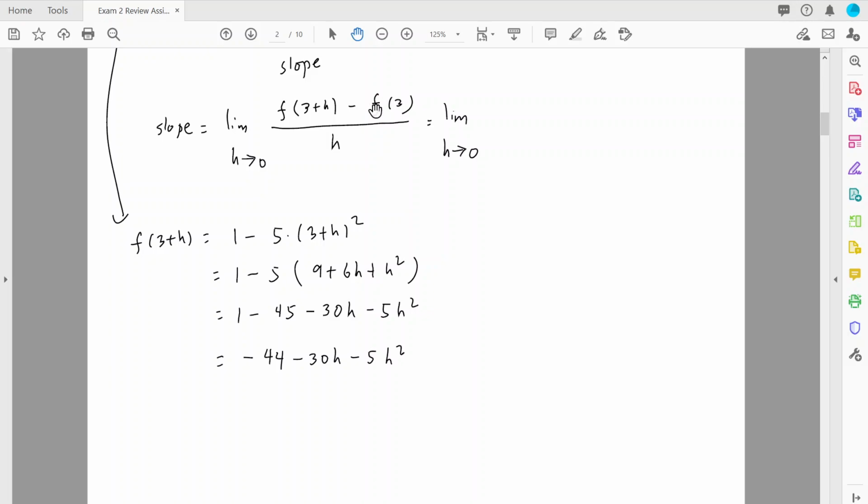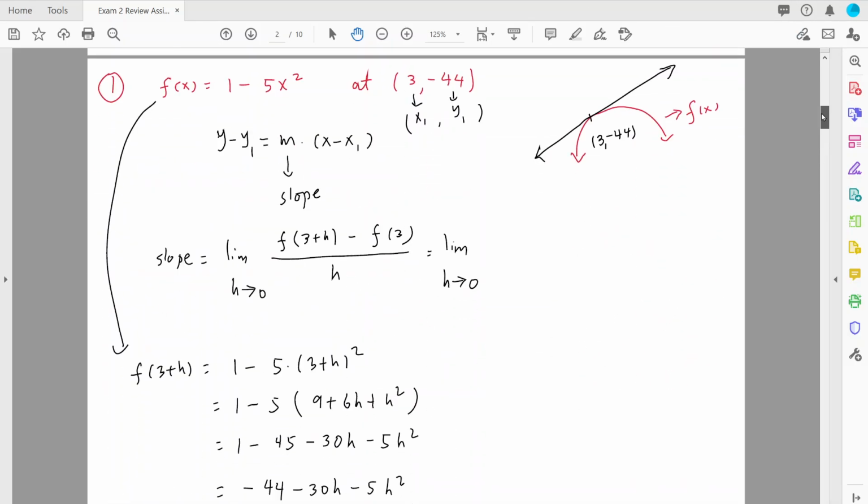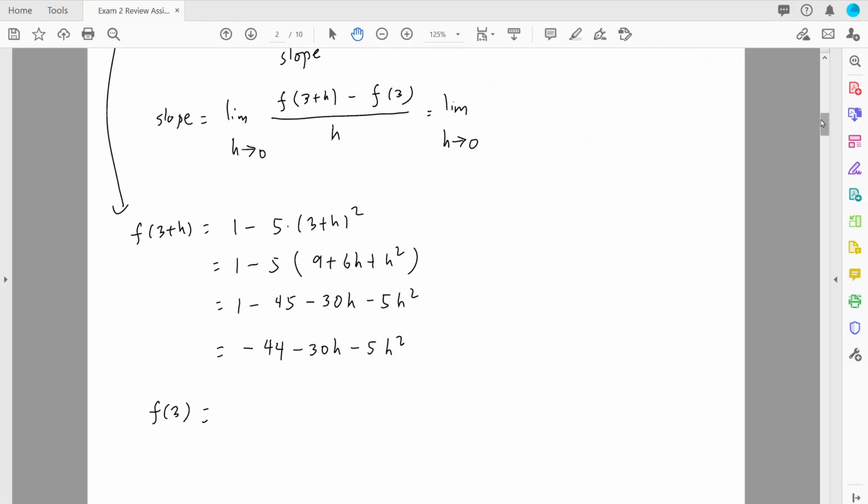And another thing we need to find is f of 3. You don't have to plug x equal to 3 in the given function, because we have been given this point when x is 3, the value of the function will be negative 44. It's already given. So the value of the function at 3 is negative 44. So we are going to plug these values back in this expression. So I'm going to do that here. Negative 44, negative 30h, negative 5h squared, negative, and f of 3 means it's negative 44. So eventually that negative and this negative become positive.